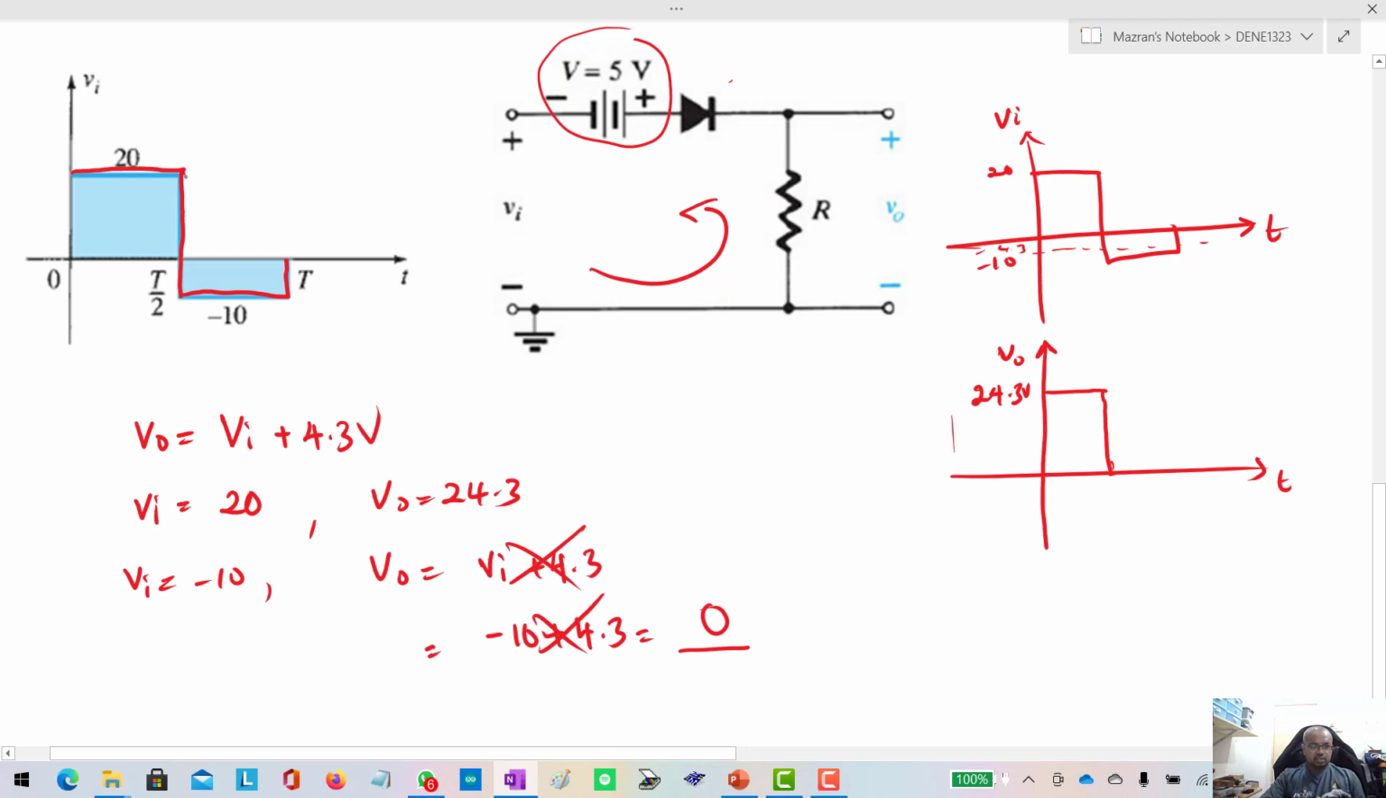Why? This is a square wave. It jumps from positive 20 to minus 10. So anything in between doesn't matter, because this is already shifted up. This value is already 24.3 volts, and whatever happens here is going to be cut off. The diode will be off until this point, and then it will come back. It depends on the input, because this is a wave, and a wave means it will repeat forever until it is turned off.